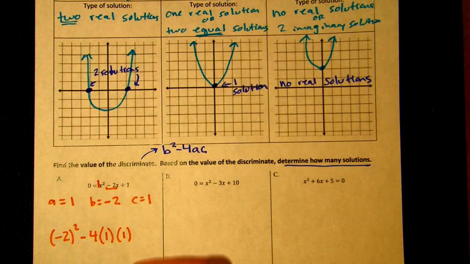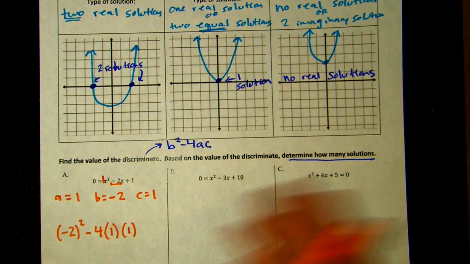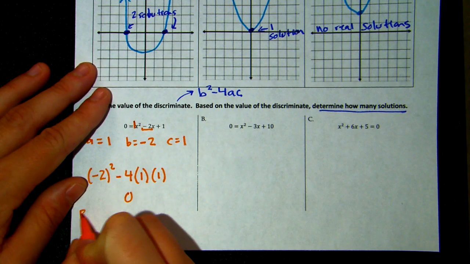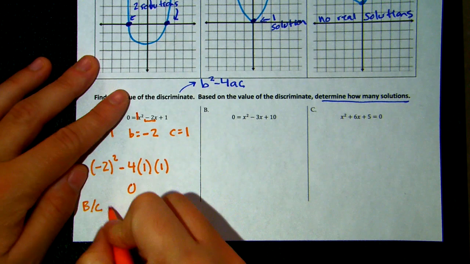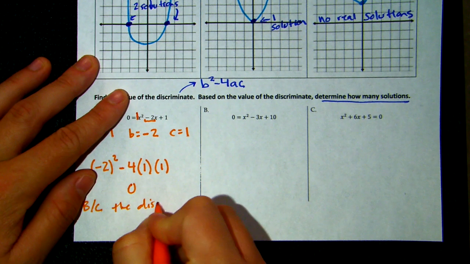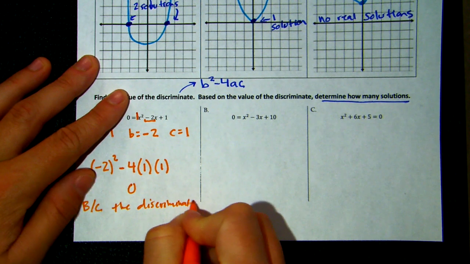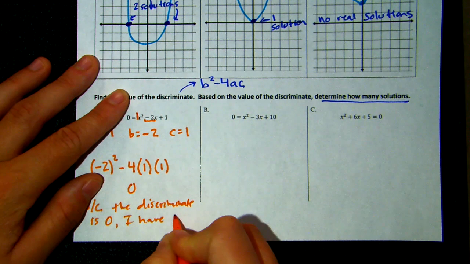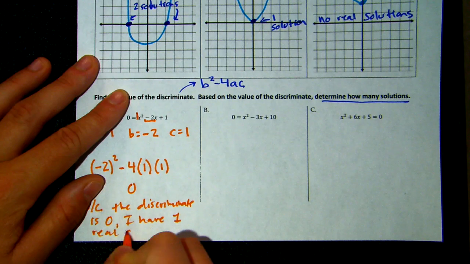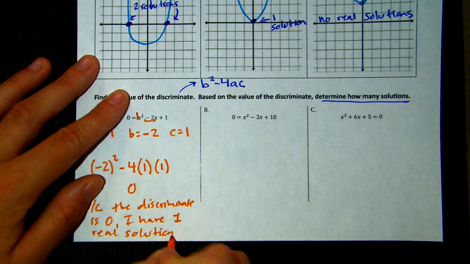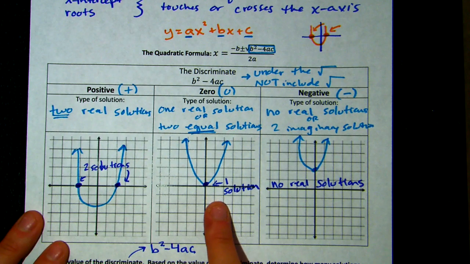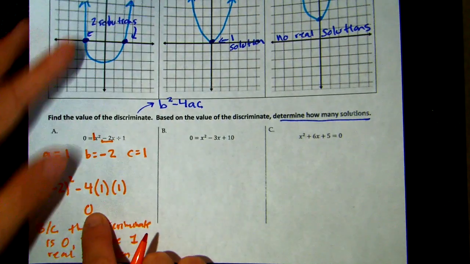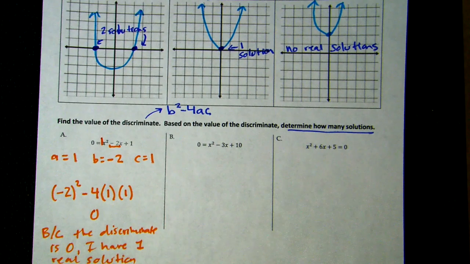So the value of my discriminant is 0. And then because the discriminant is 0, I have one real solution. The graph of my equation would look something like this. So because my discriminant is 0, I have one real solution.